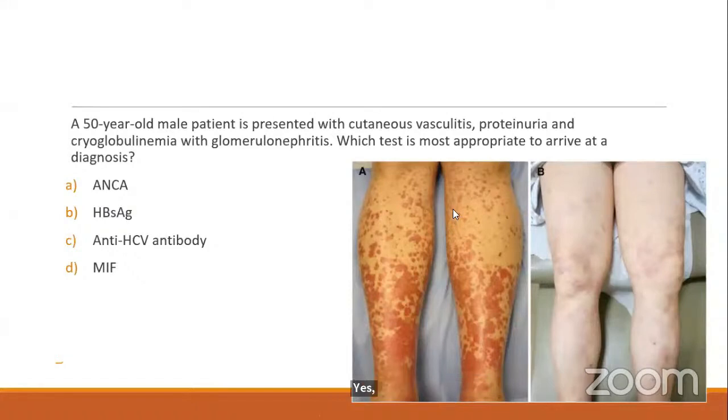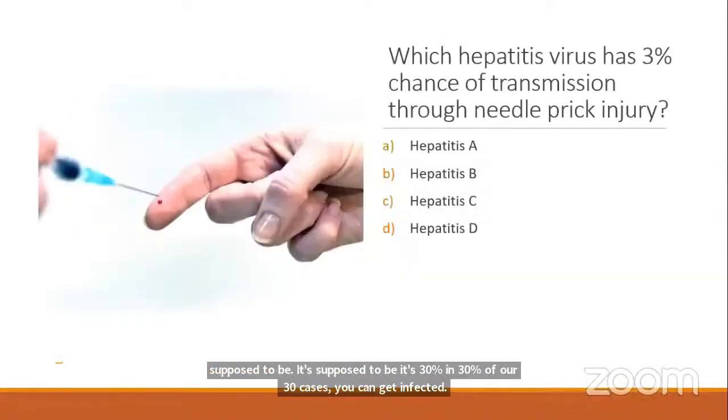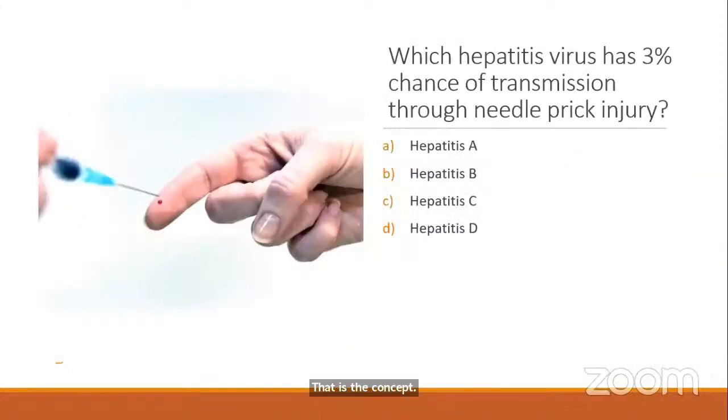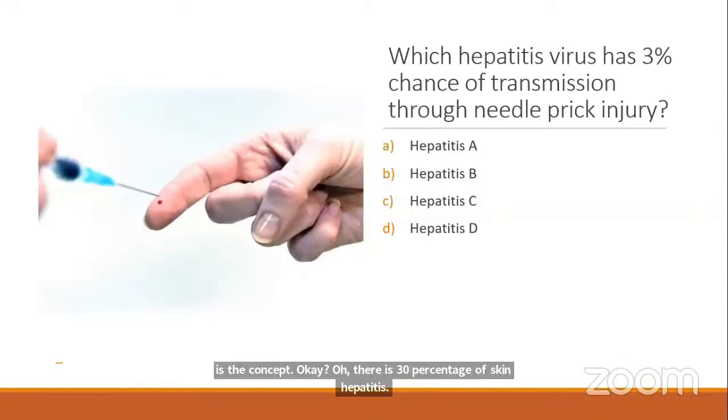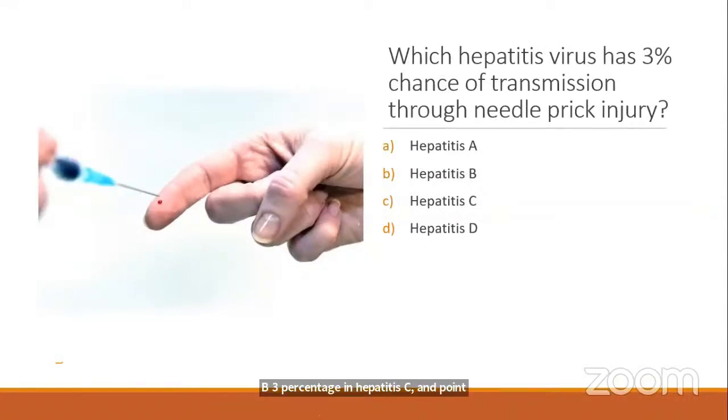So if you are doing a surgical intervention for any patient, and you are intervening in 100 patients who are hepatitis B positive, then in 30 percentage of cases, or 30 cases, you can get infected. That is the concept. So there is 30 percentage risk in hepatitis B, 3 percentage in hepatitis C, and 0.3 in HIV. Am I clear?